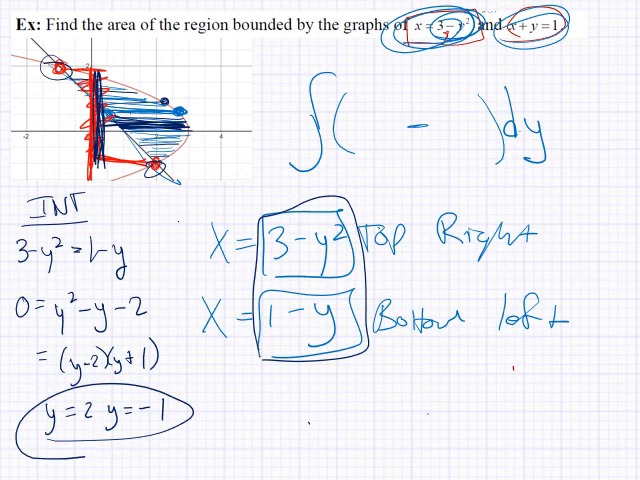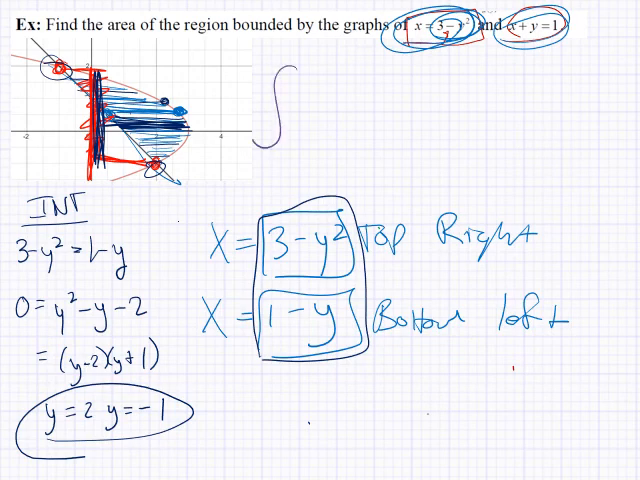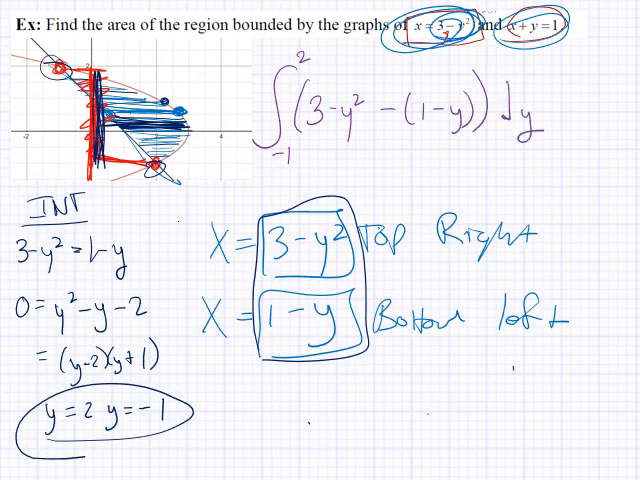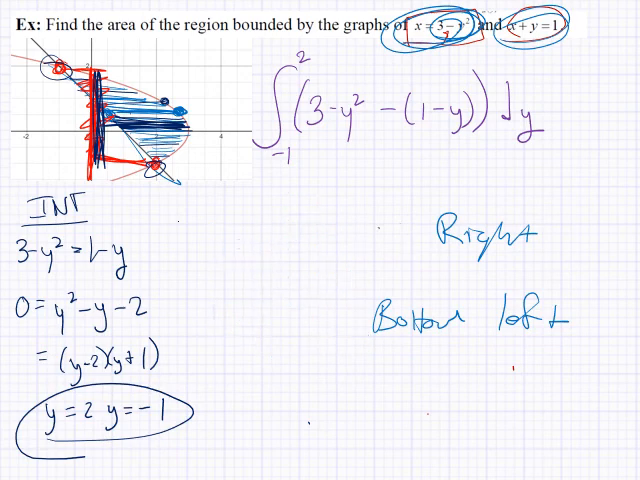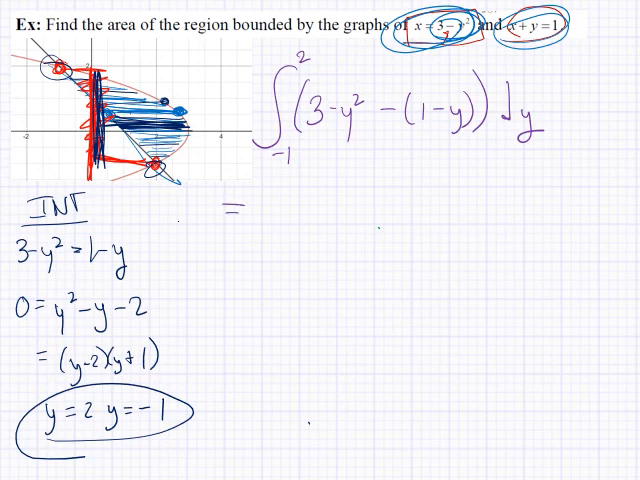Here's the subtraction. So let's set up the integral. Remember, everything's got to be in terms of y. So the width is in terms of y, negative 1 to 2. The functions are in terms of y, 3 minus y squared, minus 1 minus y. And we're integrating with respect to y. All that has to match up. If you don't do that, you're going to get the wrong answer. All right. So we did it horizontally. Everything's in terms of the y variable. And now it's time to integrate. So once it's set up, it's easy.